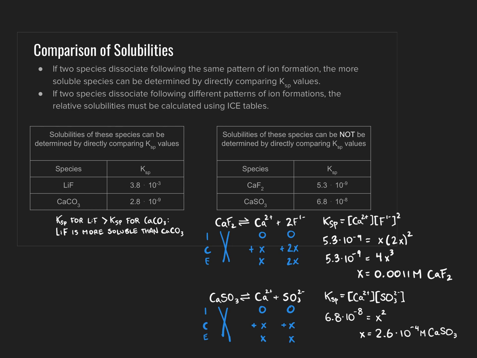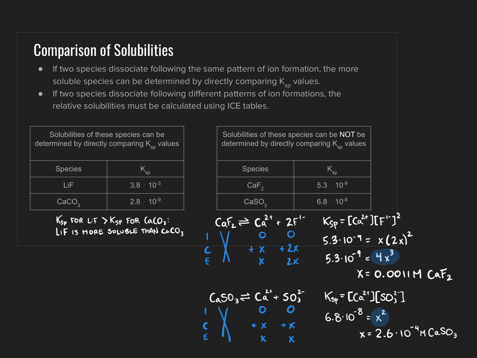And as you look at that, you then see that the KSP expression is not solved in the same way for both of these two equations. In one, the KSP was equal to 4x cubed, whereas in the other it was equal to x squared as we made that calculation. And because it's calculated in different ways, that implies, therefore, it's impossible for us to make a direct comparison of the relative KSP values of these two different species to determine their molar solubilities. You have to solve them using an ice table approach.